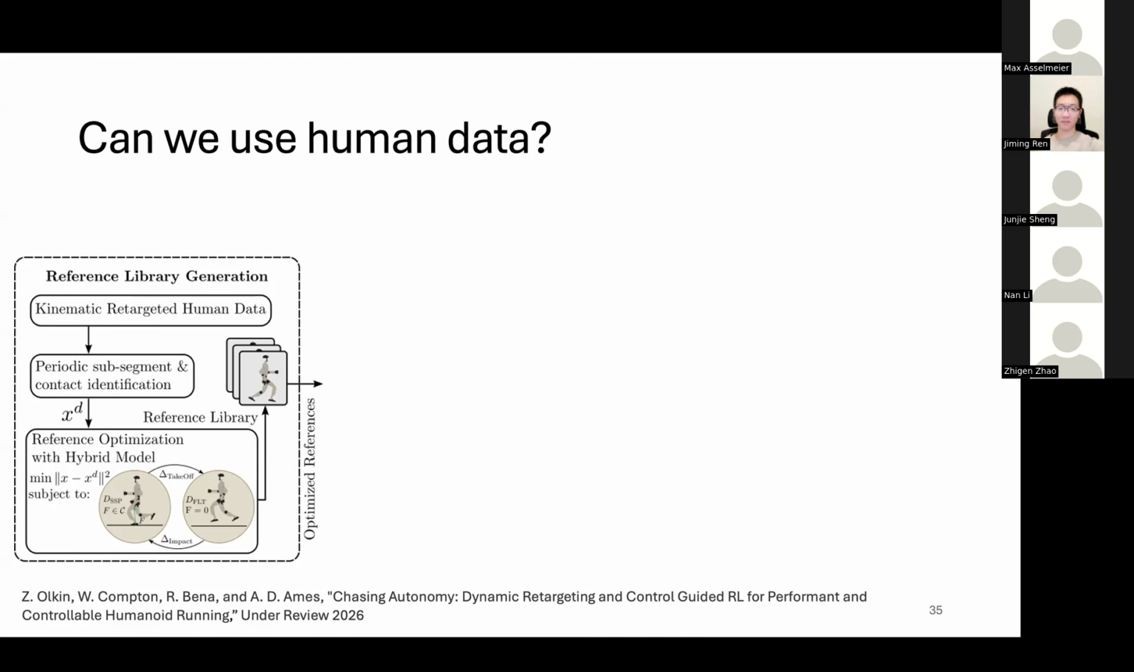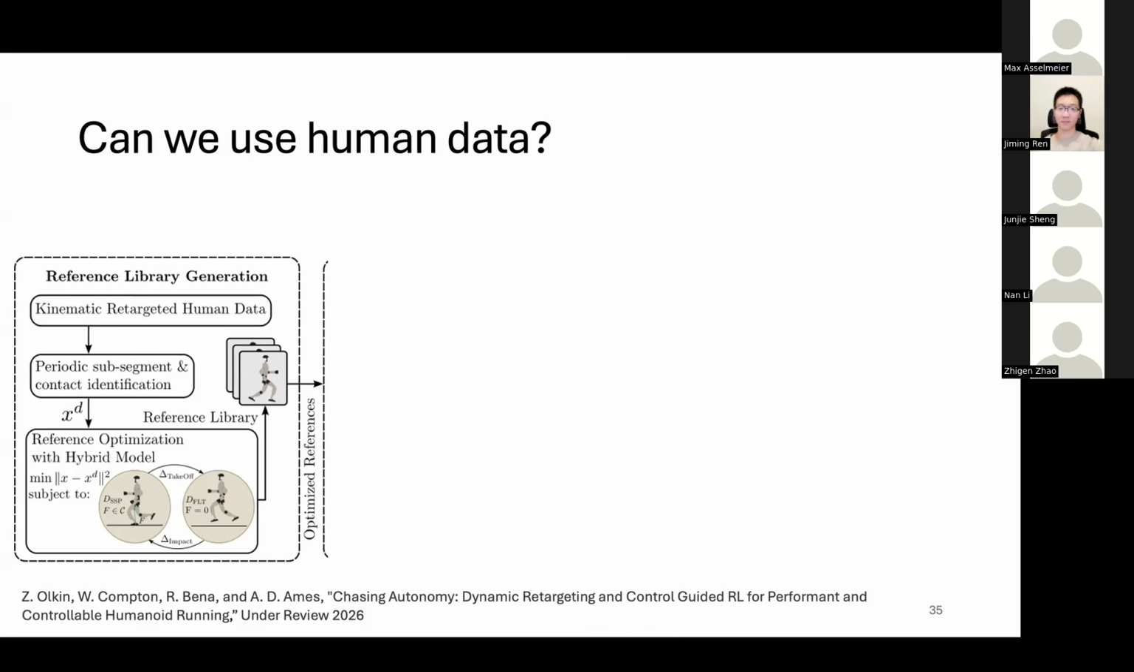And then we do the same multiple shooting optimization we've done for the last two projects, but now the cost is just to minimize the error relative to the human data. But it's still subject to the hybrid dynamics constraint, and we can enforce state constraints. So this allows us to really clean up the data kind of for free and get periodicity and get reference libraries and all of that. I'll talk about this a little bit more in a sec.